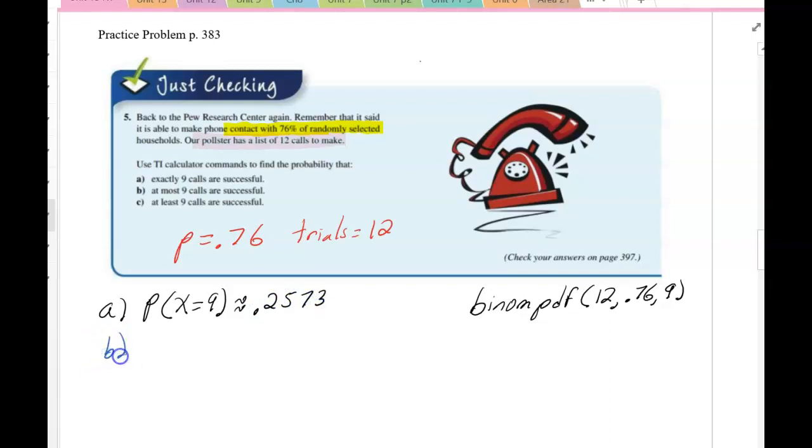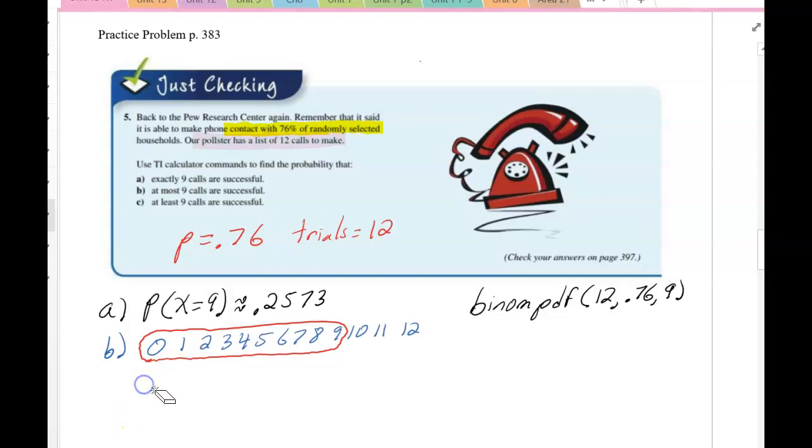For part B of the problem, we want at most 9 calls to be successful. So I'm going to use that idea that I wrote in the previous problem. I wrote out 0 to 12. Now what do we want? When I say at most 9 calls are successful, I want 0 all the way up to 9. So this is what I want, and I circled it. That means I want the probability that x is less than or equal to 9.